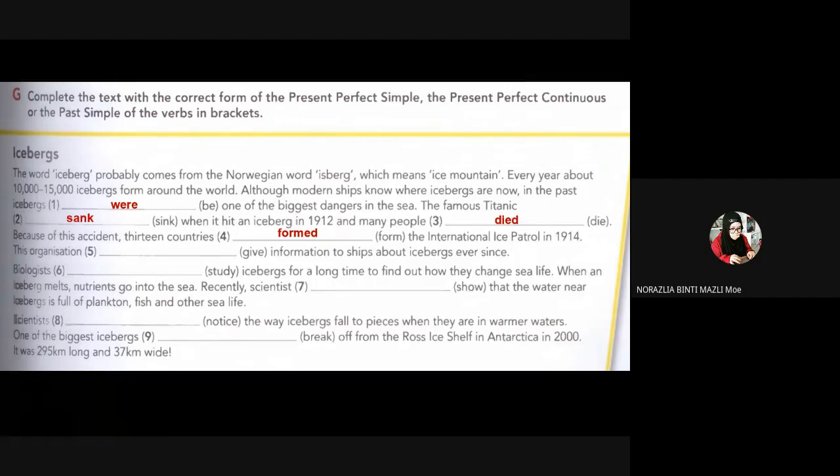Okay, this organization give information to ships about icebergs ever since. The keyword is ever since. So kita nak pakai give ke, nak pakai has been giving ke, nak pakai have given ke, which one? Keyword dia since. Ingat keyword dia since. Kalau since tu nak pakai yang mana? Sejak. Yang mana? Which one nak pakai? Sejak.